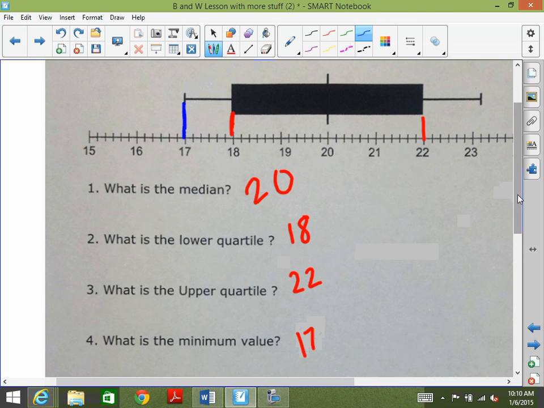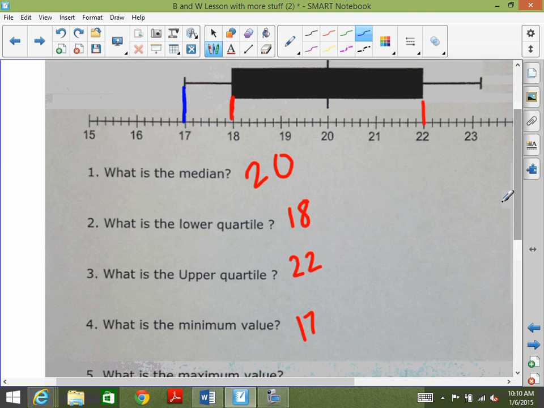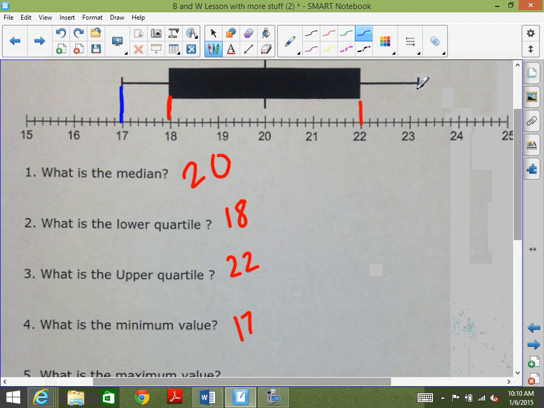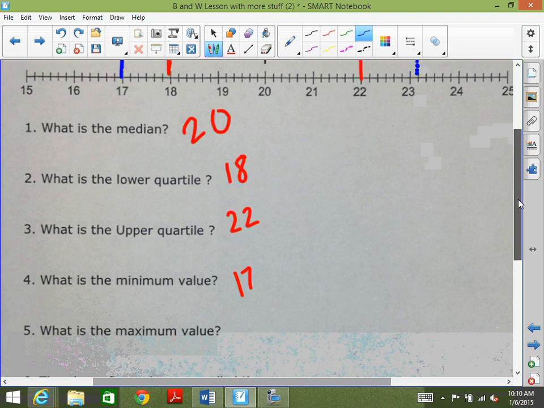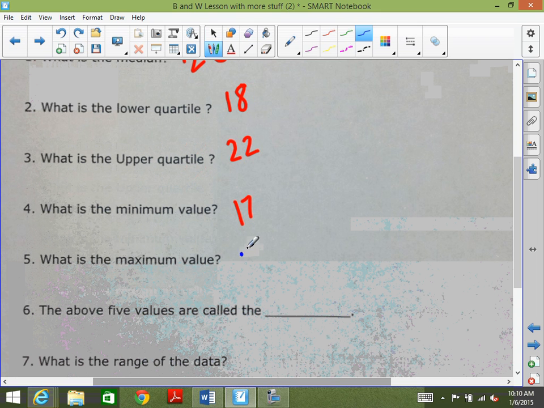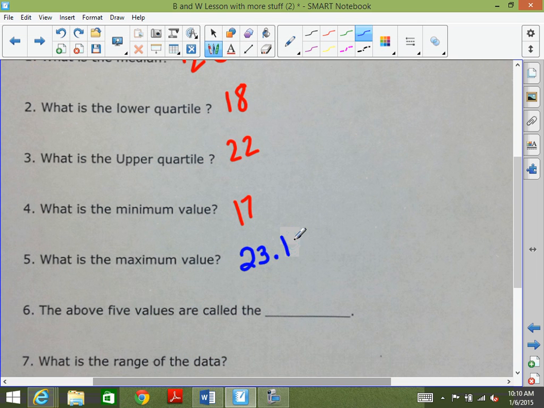Okay. What is the maximum value? No, it's 24 is way over here. It's a little bit over from 23.16. That's a 6. So 23.16.